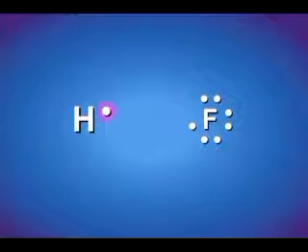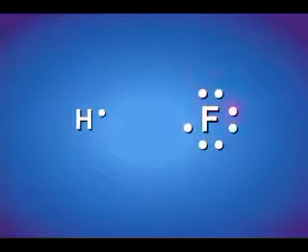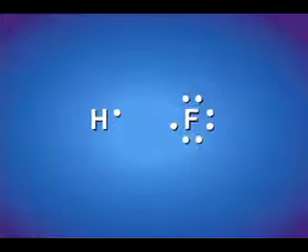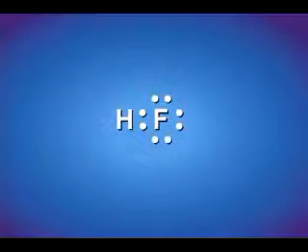Hydrogen has 1 valence electron and fluorine has 7 valence electrons. If the 1 valence electron of hydrogen is shared with the 7 valence electrons in fluorine, fluorine achieves an octet of electrons. Note that hydrogen has only 2 electrons, which is the electron configuration of helium.